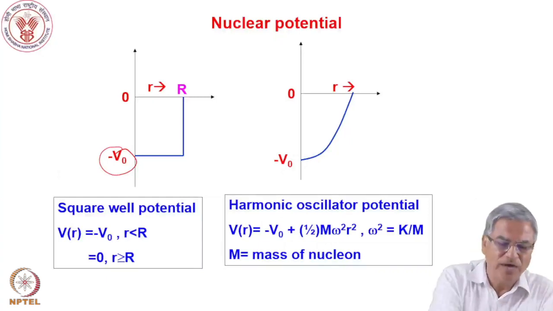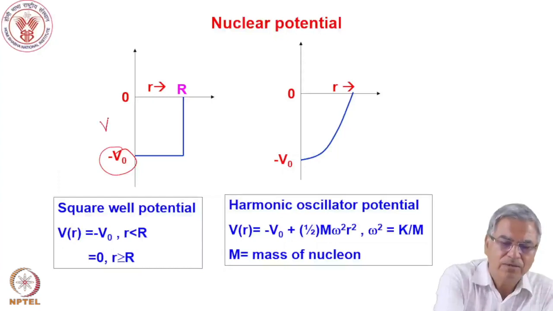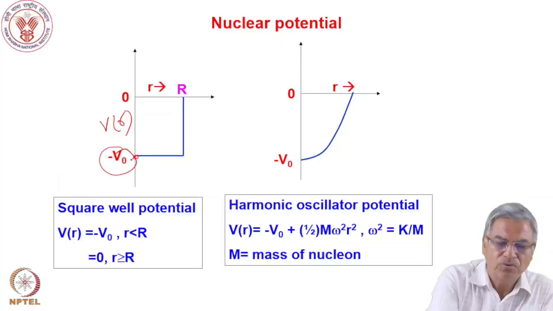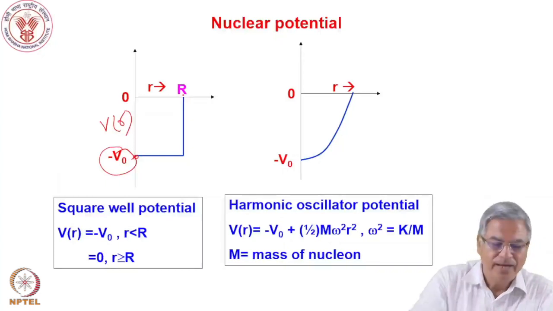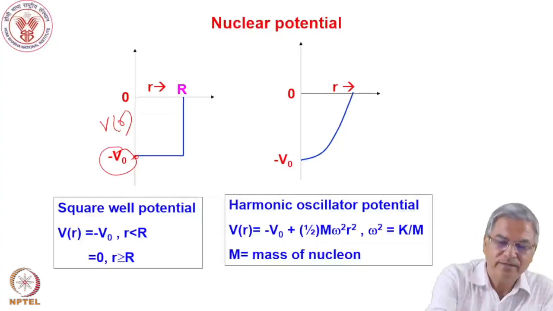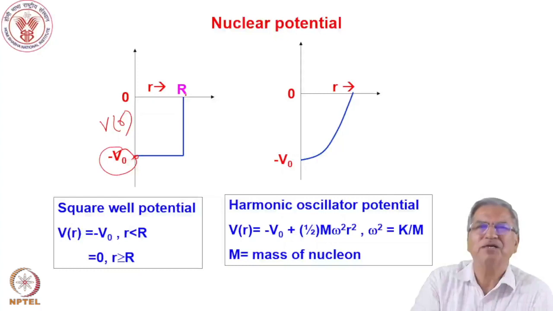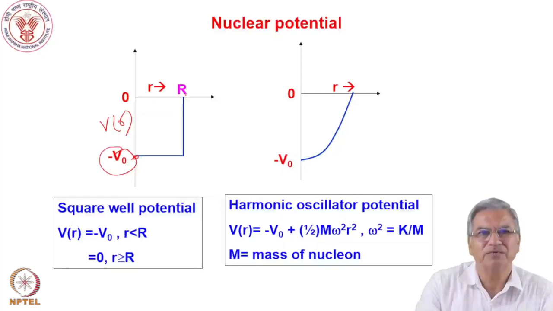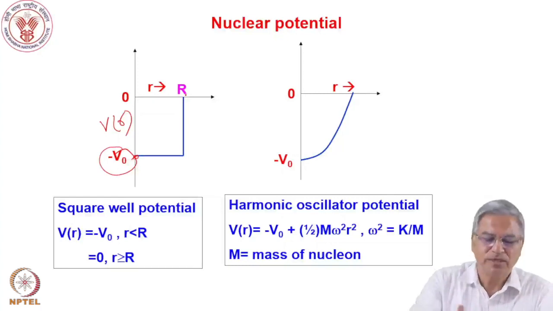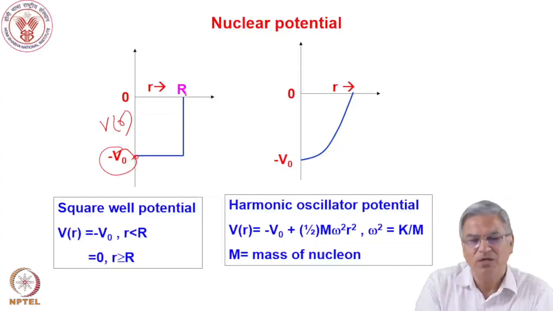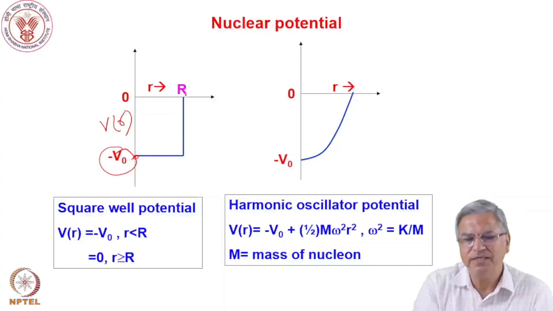So essentially you have V(r) equal to minus V0 for r less than the nuclear radius, and then for r more than that it is 0. So that is the typical attractive square well potential. You can in fact solve the Schrodinger equation assuming a square well potential, or more realistically you can use a harmonic oscillator.